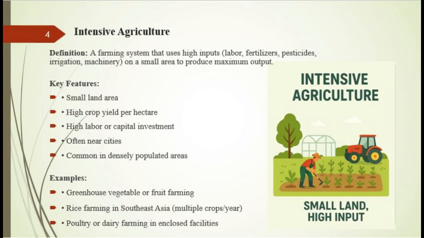Examples of intensive agriculture. Examples include greenhouse farming. Farmers grow vegetables and fruits inside controlled environments where temperature, water, and nutrients are managed. Intensive rice farming. In parts of Southeast Asia, farmers grow multiple rice crops per year from the same land. Dairy and poultry farming. Animals are raised in controlled facilities to produce milk, eggs, and meat efficiently.